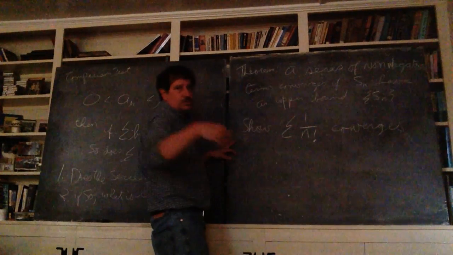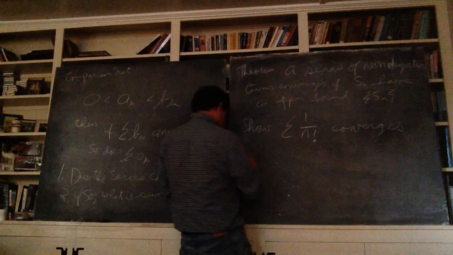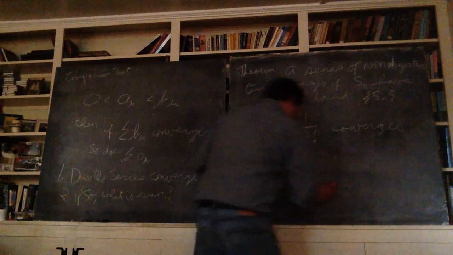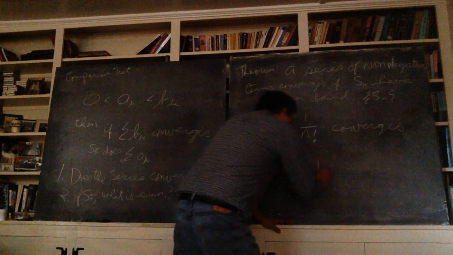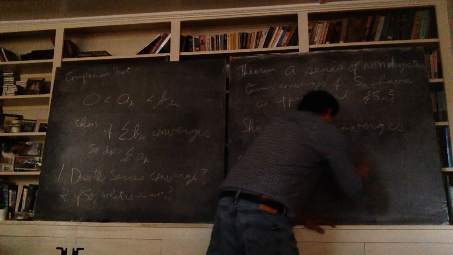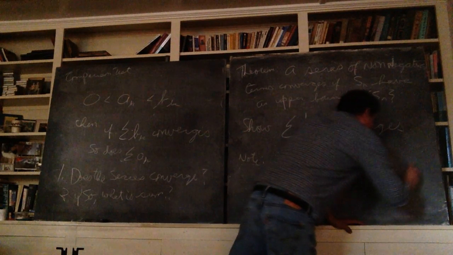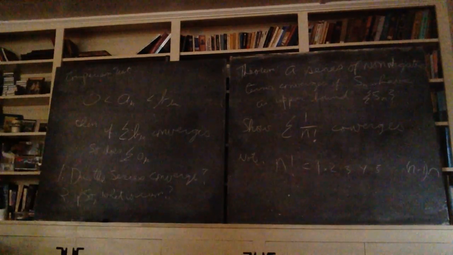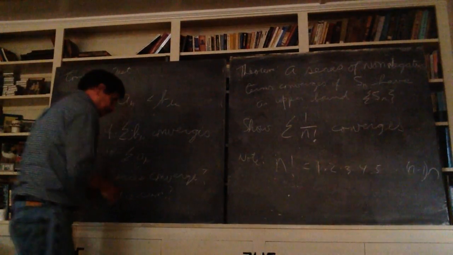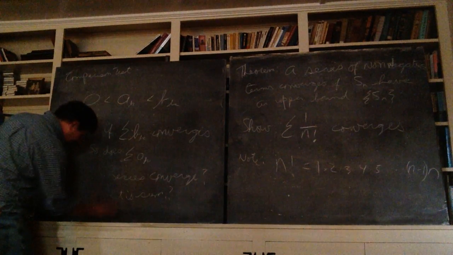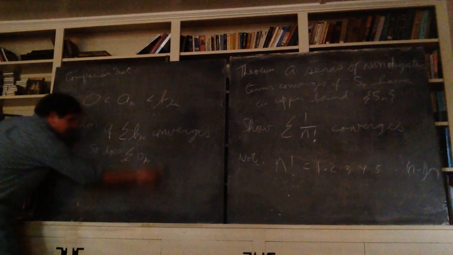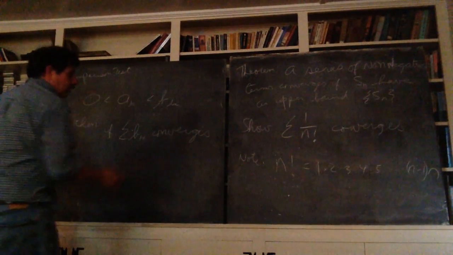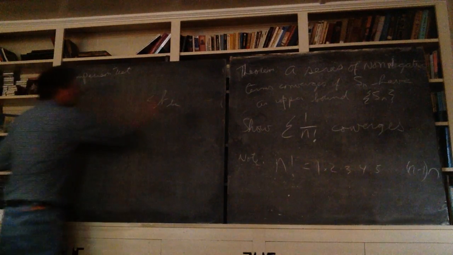So we want to show convergence, but first, note n factorial is 1 times 2 times 3 times 4 times up to n minus 1 times n. That's what n factorial is. I'm going to create another series which is smaller than this one, and it's going to converge.